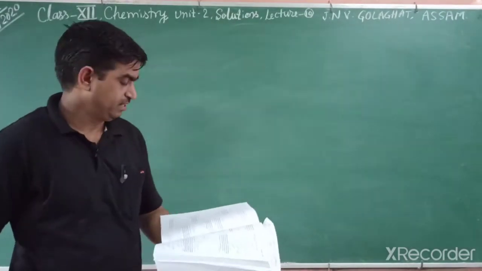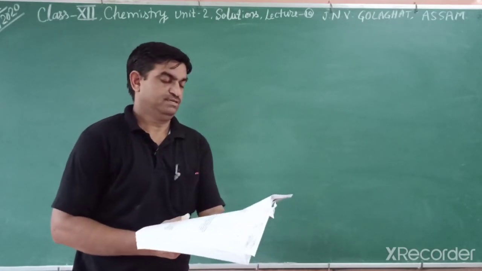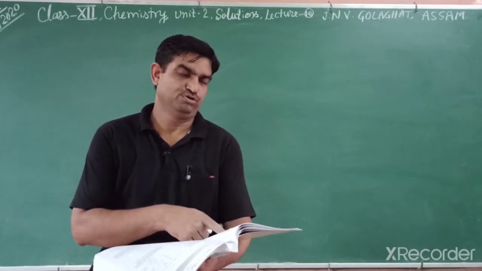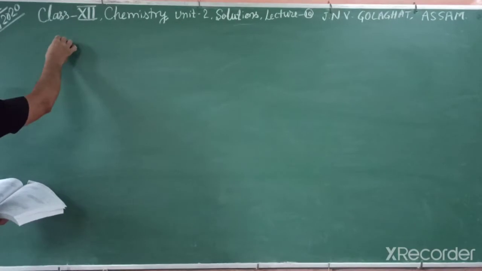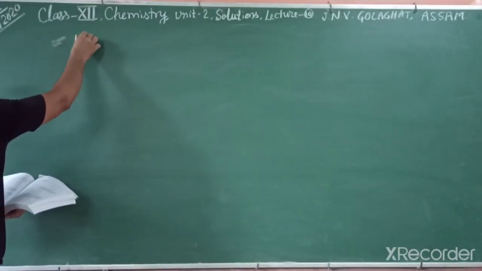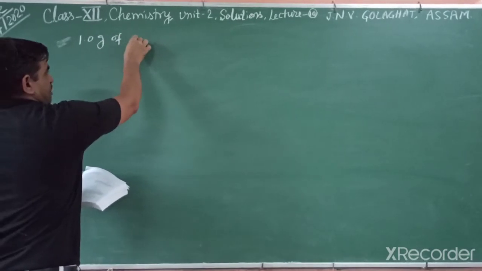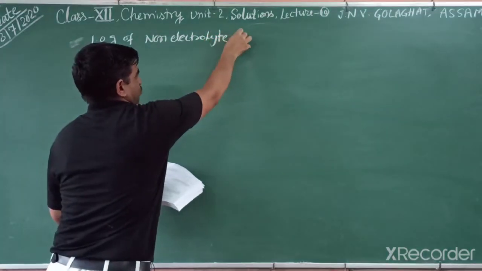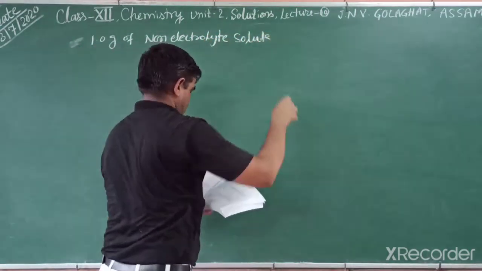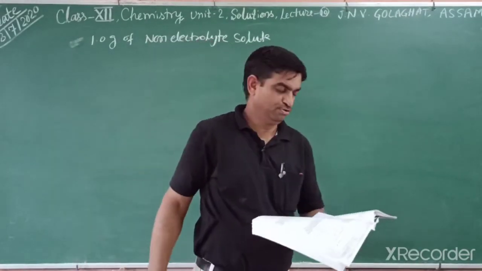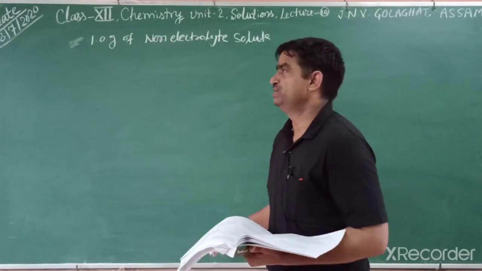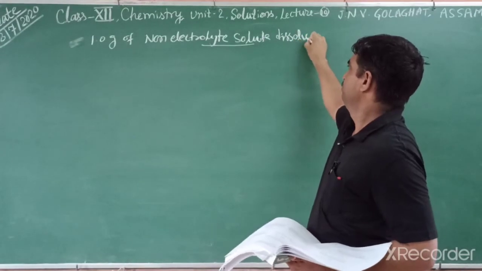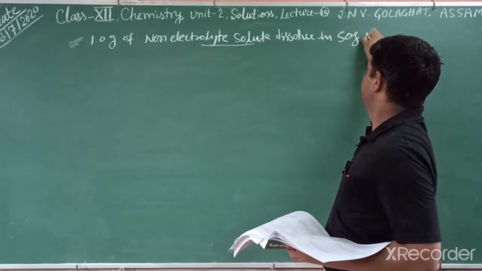Students, now another numerical that came in the CBSE exam 2013. 1 gram of non-electrolyte solute is dissolved in 50 gram of benzene.